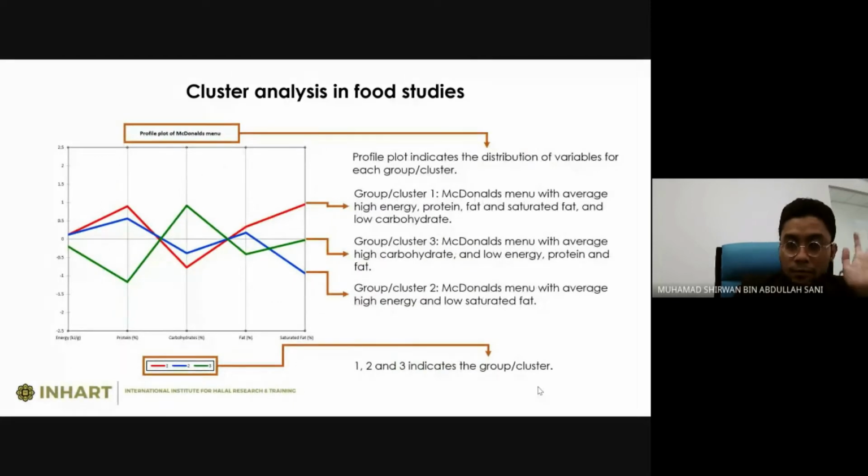And then from there we get another plot. We call it a profile plot. In this profile plot, it will show you which variable is dominant, less dominant, or moderate in each group, using this profile plot.